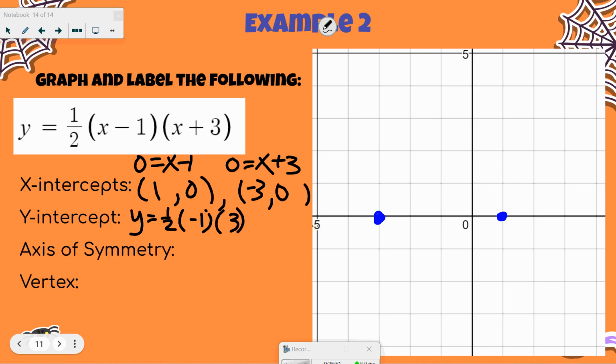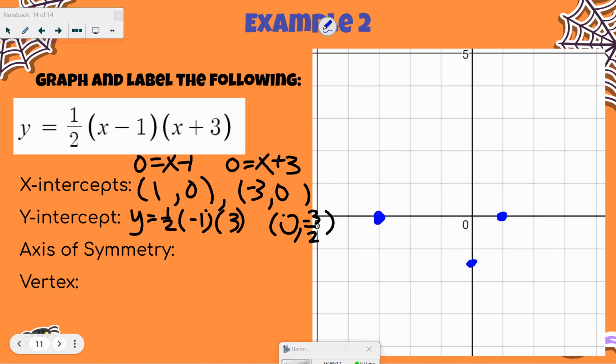So what is that going to give us as an ordered pair? 0, negative 3 over 2. Good job. So that's going to be negative 1.5 right here.